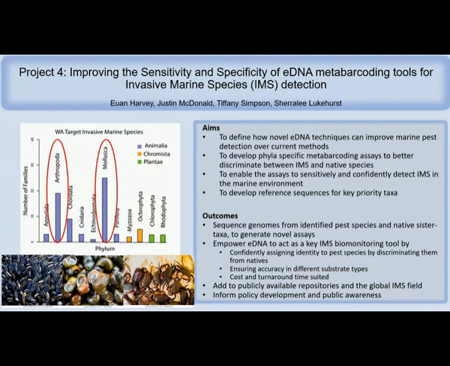At the moment, we don't have the databases to be able to discriminate between them, and that's a real challenge. So we hope to enable the assays to sensitively and confidently detect IMS in the marine environment and to develop the reference sequences for key priority taxa. Those taxa particularly are focused on the Northwest Shelf, and we've identified what species we'll be targeting with help from DPIRD, but also looking at the National Invasive Marine Species Pest List.